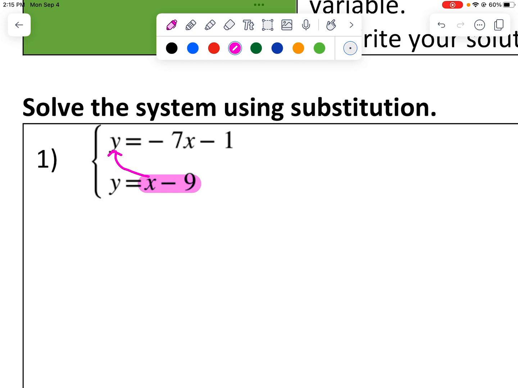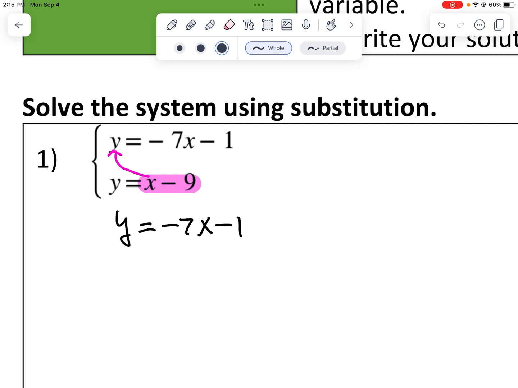So we're going to take the first equation, and the first equation is y equals -7x minus 1. And we are going to erase the y, and we are going to replace y with its value. And the value of y is x minus 9. So we're going to put x minus 9 right here. And now we have gone from two equations to one equation with the variable x. And now we're going to solve.